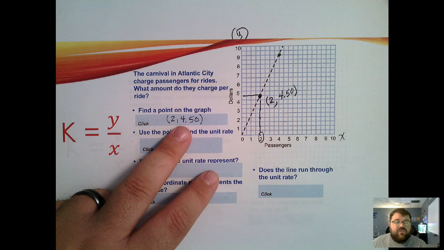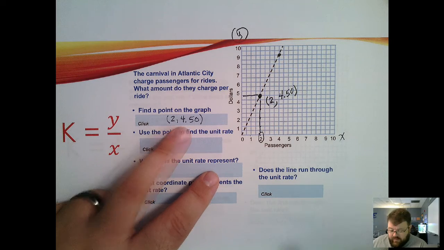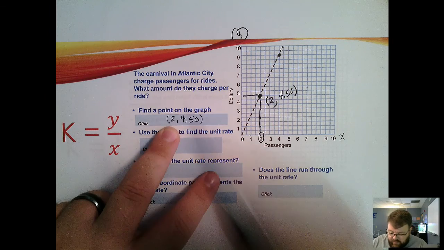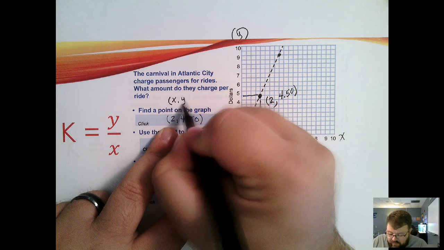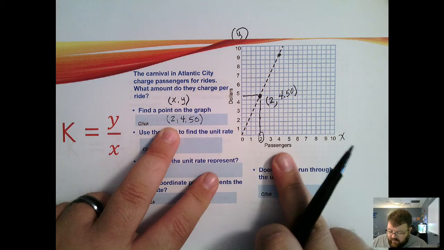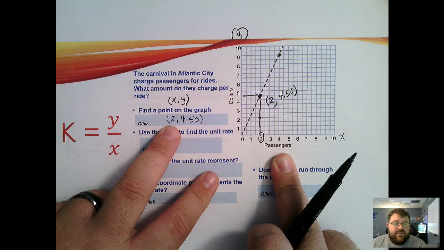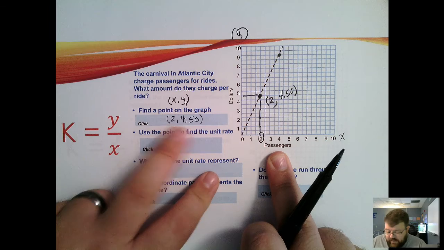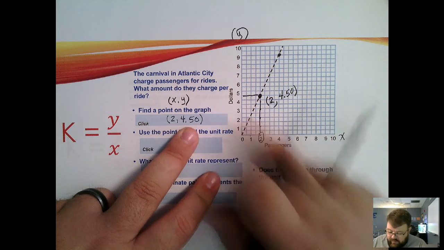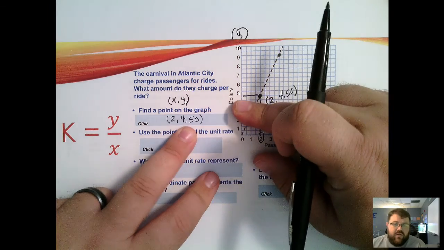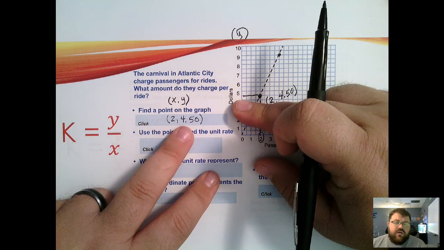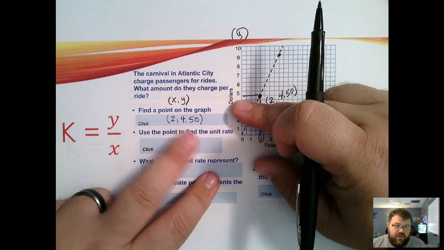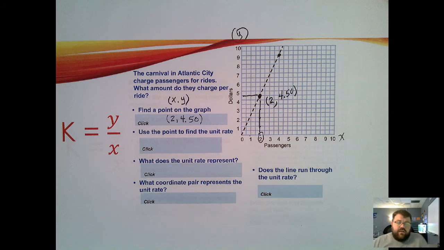Now what if I ask you, what does that mean? What does this point actually mean in context of the problem? You would need to look at this and say, well, a 2 is in the X's place, because remember, X before Y. 2 is in the X place. The title of the X-axis is passengers. So 2 passengers. 4.5, the title of the Y, is dollars. So for 2 passengers, it costs $4.50. Okay?